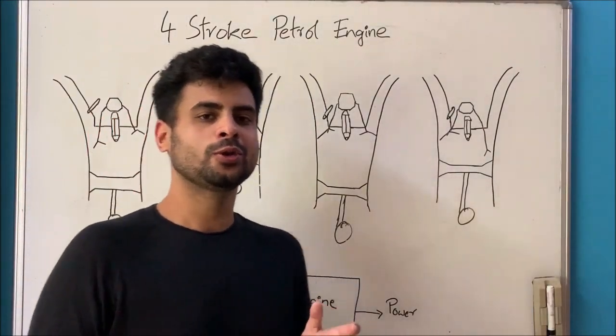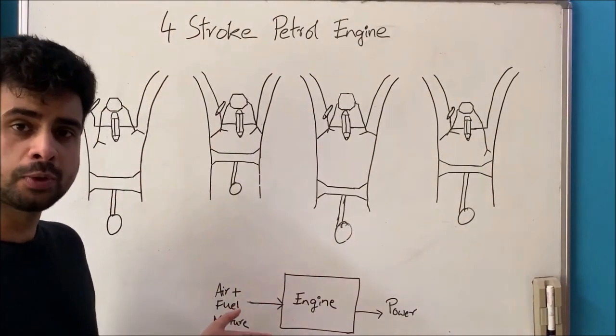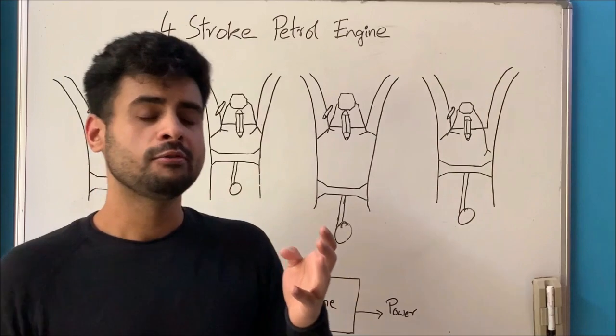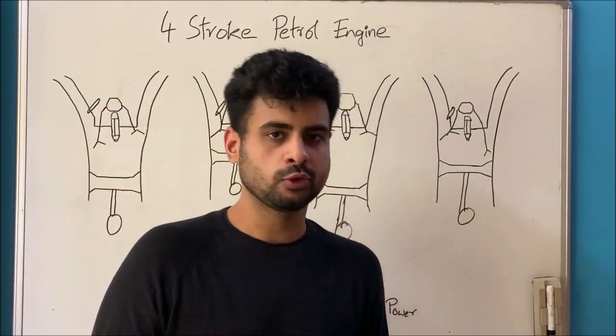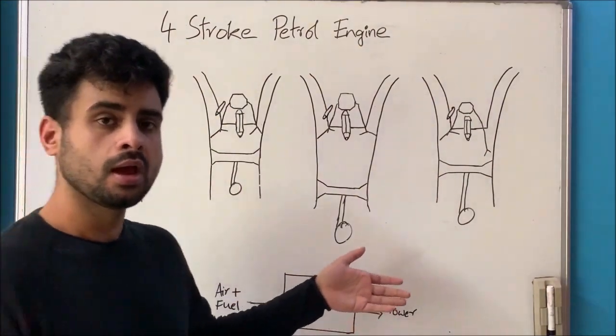So by now we know that an engine is a system that takes in an air-fuel mixture as an input and gives us power as an output. And in the last 4 videos, we've spoken extensively about how we get this air, how we get the fuel, how we mix it all together, and how we give it as an input to the engine.